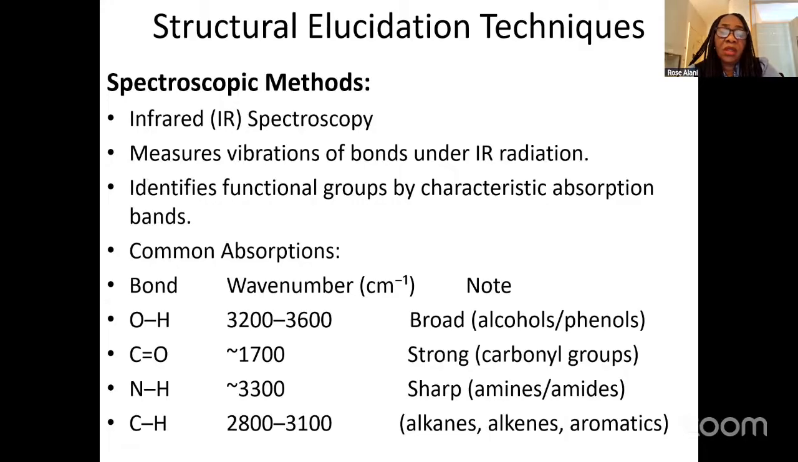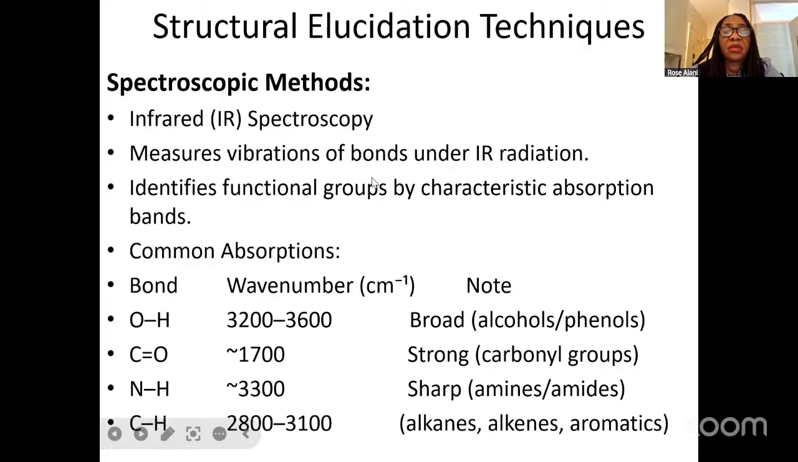And the C=O bond is 1,700. The NH bond, you can see the different bonds and the wavelengths. And then you see their characteristics: broad, strong, sharp, and so on. Within which functional groups you can identify within what wavelength.